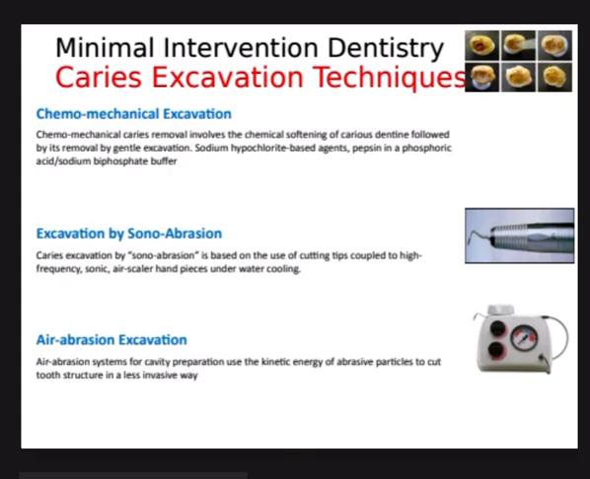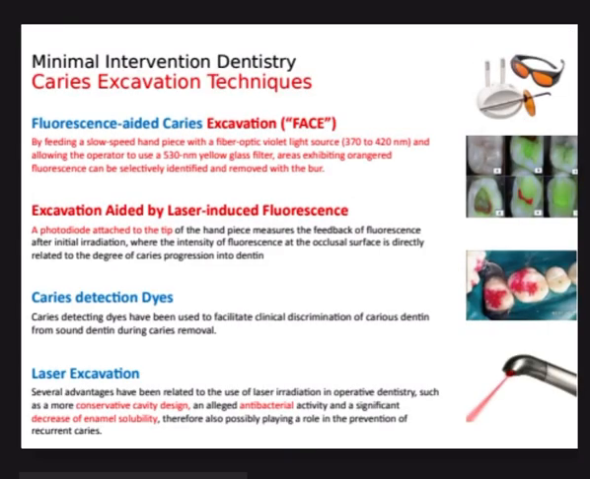Now, how do we identify which part of dentine is infected and which is affected, which can be remineralized and which cannot be remineralized? Which part do we have to remove? For that, we have these techniques to find out which tissue is infected, which is affected, which is healthy. Number one is called FACE, fluorescence-aided caries excavation.